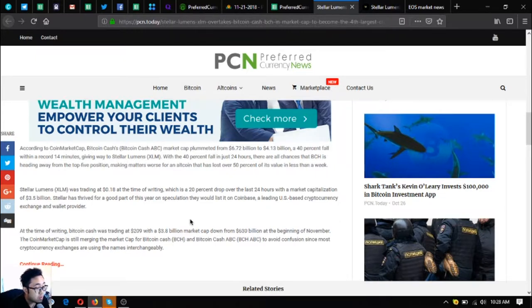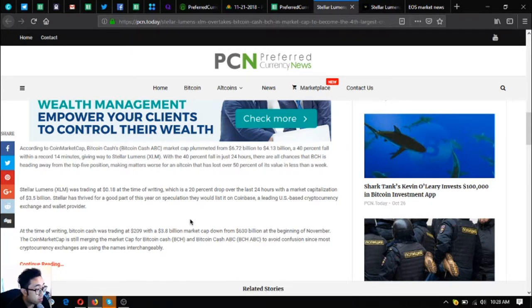With a 40% fall in just 24 hours, there are all chances that Bitcoin Cash is heading away from the top 5 position, making matters worse for an altcoin that has lost over 50% of its value in less than a week. Stellar Lumens was trading at 0.18 cents at the time of writing, which is a 20% drop over the last 24 hours, with a market capitalization of $3.5 billion.